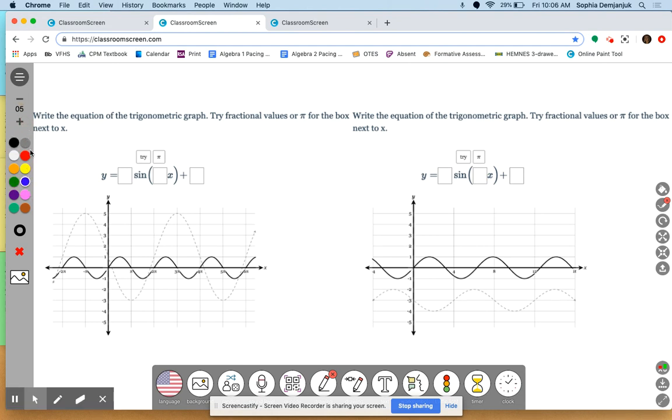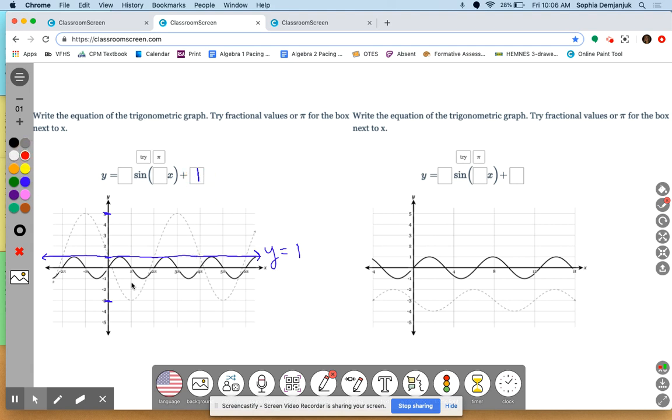I always like to start these out by finding the midline of my graph. Looking at the dotted graph, I want to find what's directly in the middle of it. My maximum height is at 5, my minimum is at negative 3, so I have a total distance of 8. If I want to find the middle, I need to go up or down 4: 1, 2, 3, 4. And we have our midline at y equals positive 1. Then you'll go to your equation, and m, the midline, goes at the very end. So we're going to add 1 to the end.